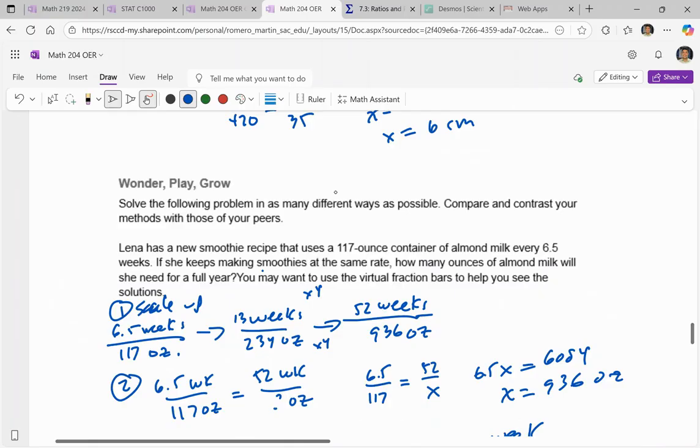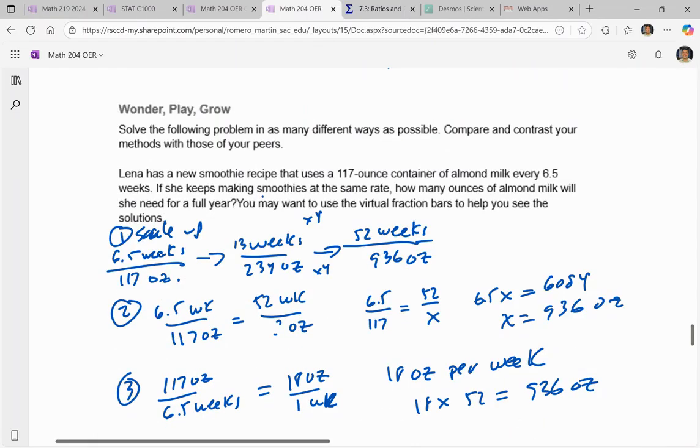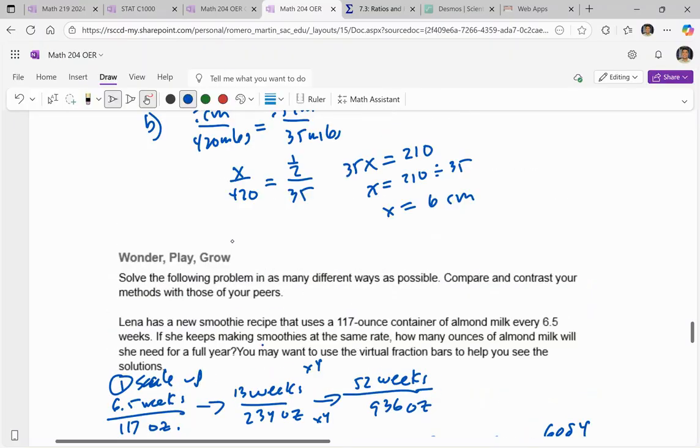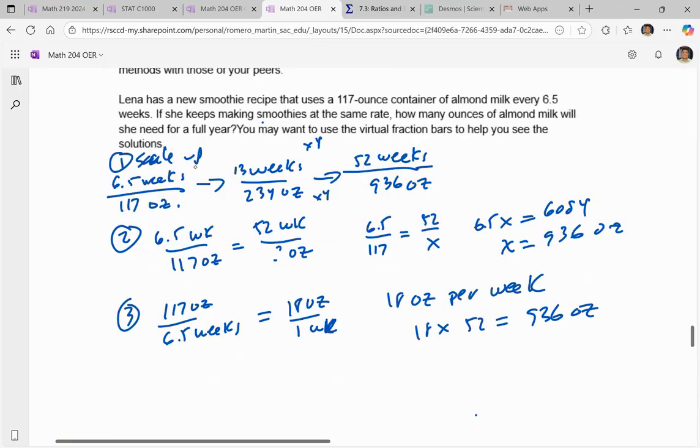So just looking at this problem here, here are some potential ways to think about how to solve it. I would try to solve it before looking at my solution, see what you come up with, and then compare it to either the scaling up process, setting up a proportion, or cross multiplying. So different ways to think about that.